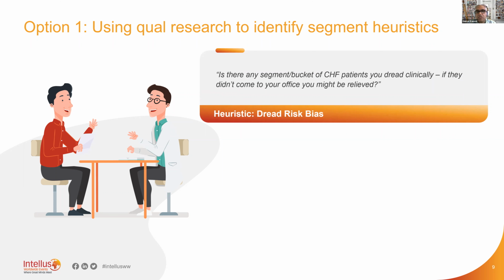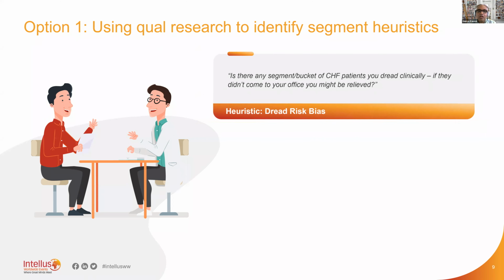So let's say you were doing this in the heart failure category, and you wanted to understand if this respondent is using the dread risk bias heuristic. You might ask a question like you see here: is there any segment of heart failure patients you dread seeing in your practice, i.e. if they didn't come to see you, you might actually be relieved, or if these patients belonged to some other practice, you wouldn't miss them? There are many ways to ask that question.